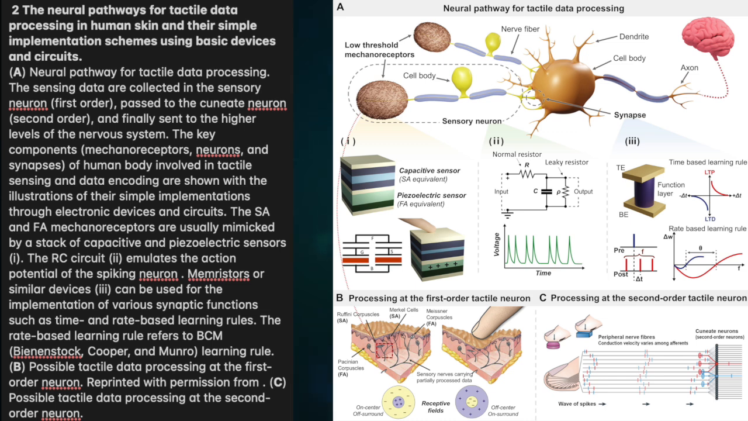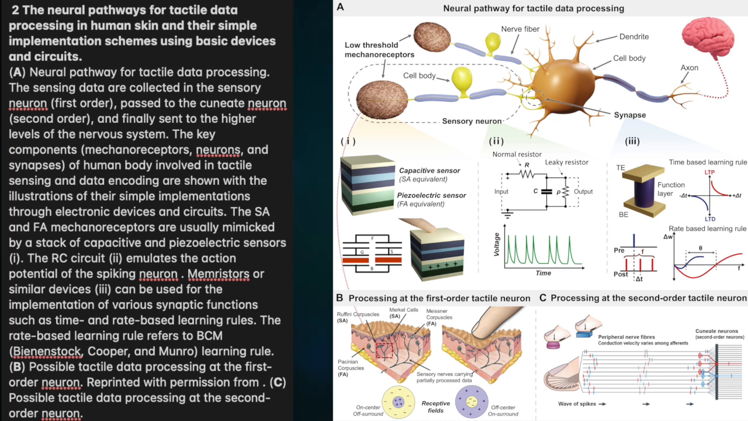The key components, mechanoreceptors, neurons, and synapses of the human body involved in tactile sensing and data encoding are shown with illustrations of their simple implementations through electronic devices and circuits. 1. The SA and FA mechanoreceptors are usually mimicked by a stack of capacitive and piezoelectric sensors. 2. The RC circuit emulates the action potential of the spiking neuron. 3. Memristors or similar devices can be used for the implementation of various synaptic functions such as time and rate-based learning rules. The rate-based learning rule refers to the BCM, Bienenstock, Cooper, and Munro learning rule.